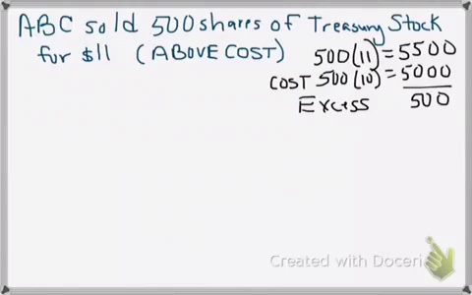So the way that we're going to make this a journal entry, we actually are selling these shares. We will sell them for cash. So that means our cash balance is going up. What we will be looking at is cash. It's going to be at that $5,500 amount.